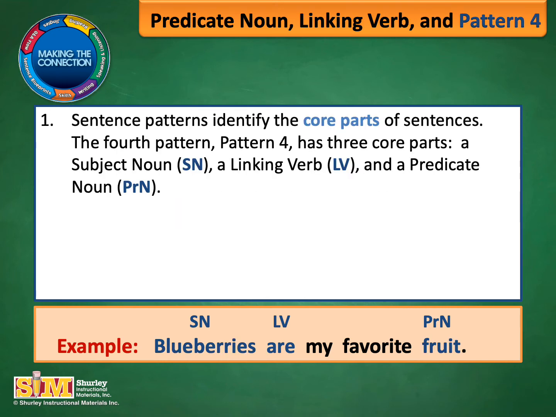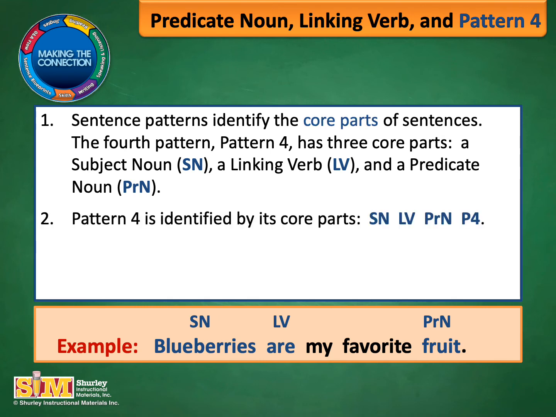After going over the important information about linking verbs, students need to learn some specific information about pattern 4. There are two things we will go over. First of all, sentence patterns identify the core parts of sentences. The fourth pattern, pattern 4, has three core parts: a subject noun, a linking verb, and a predicate noun. Then, when the core parts of a pattern 4 sentence are identified, students will use these labels as they actually say subject noun, linking verb, predicate noun, pattern 4.